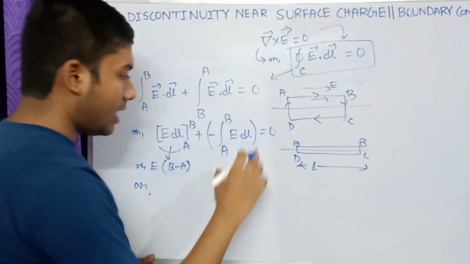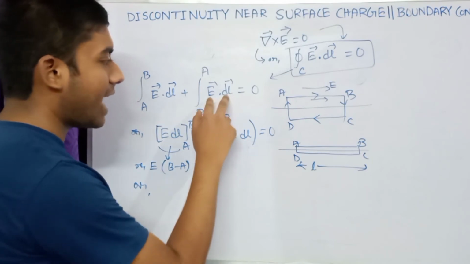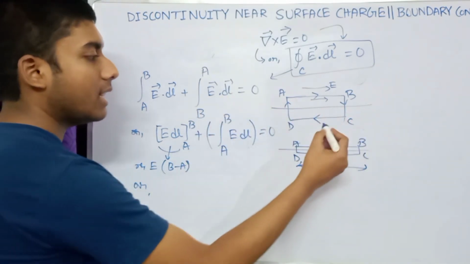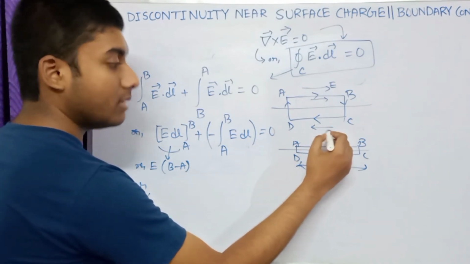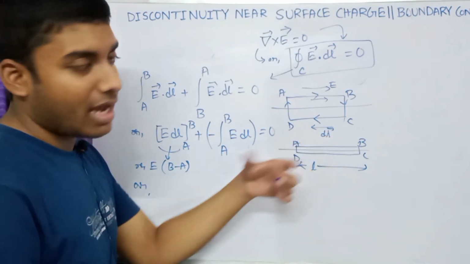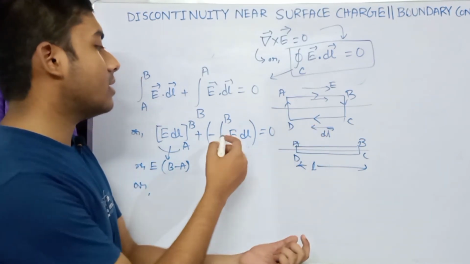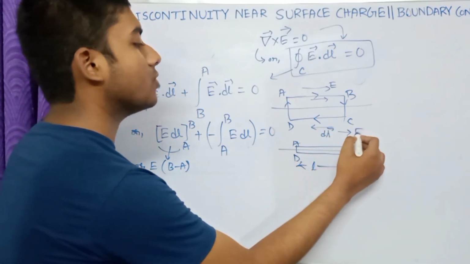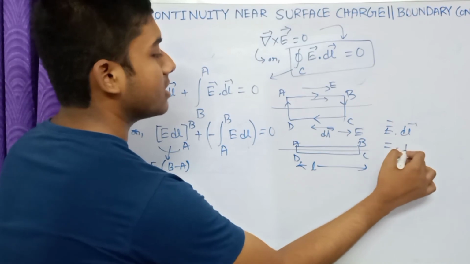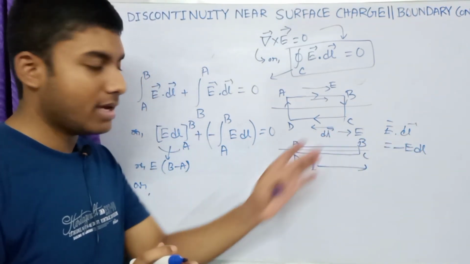Now you can have a doubt about why I am writing this as E dot dl, as here when we come from point C to point D, the line element is in this direction. You can have a doubt: the line element dl is in this direction, and the electric field is directed in this direction. So here E dot dl will be just minus E dl. You can have a doubt here, right?